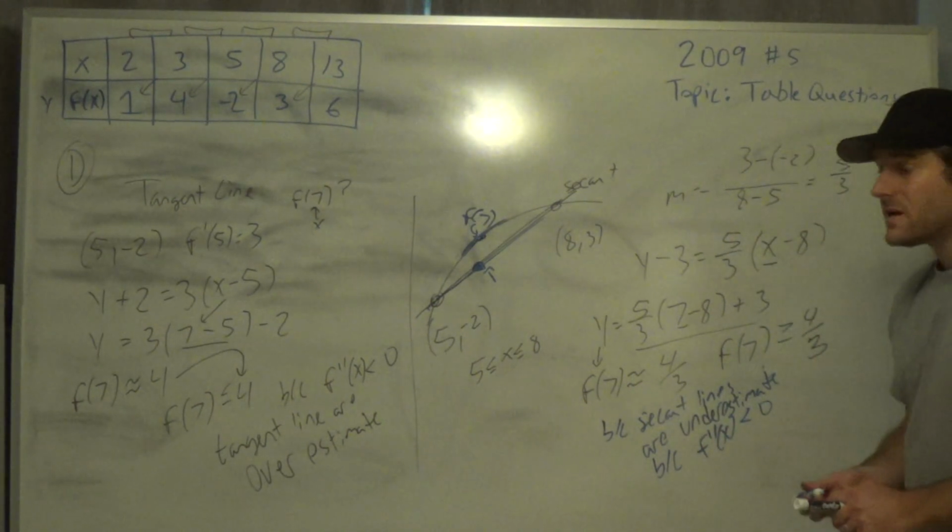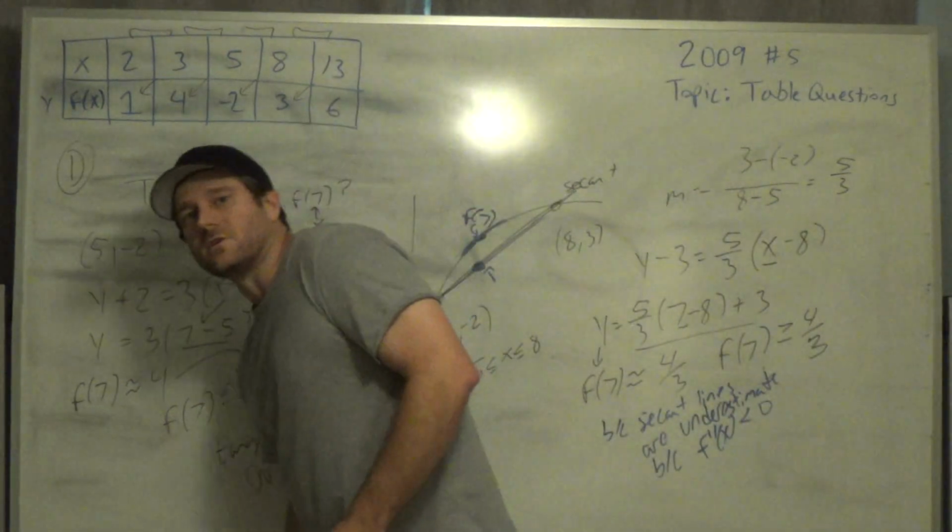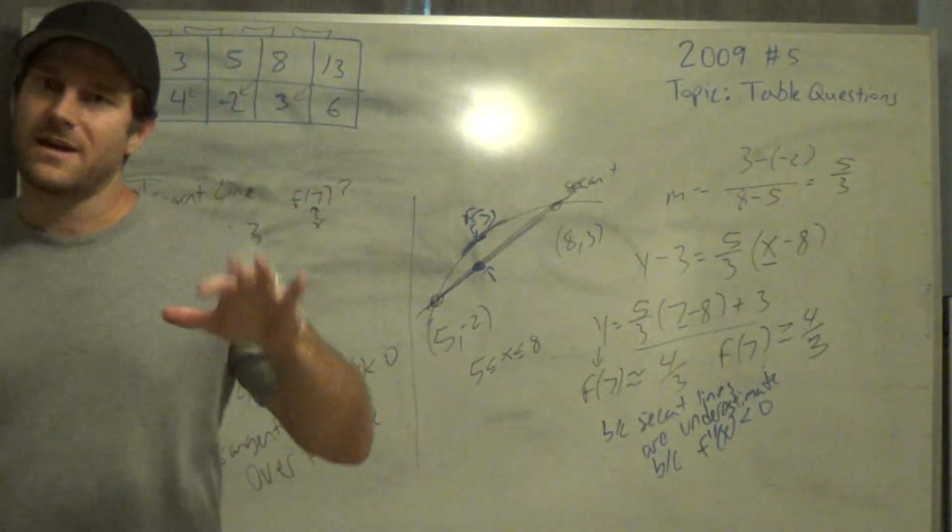And I don't think that's going to be on your test, but secant lines, there you go. Tangent lines, yes. Secant lines, probably not.